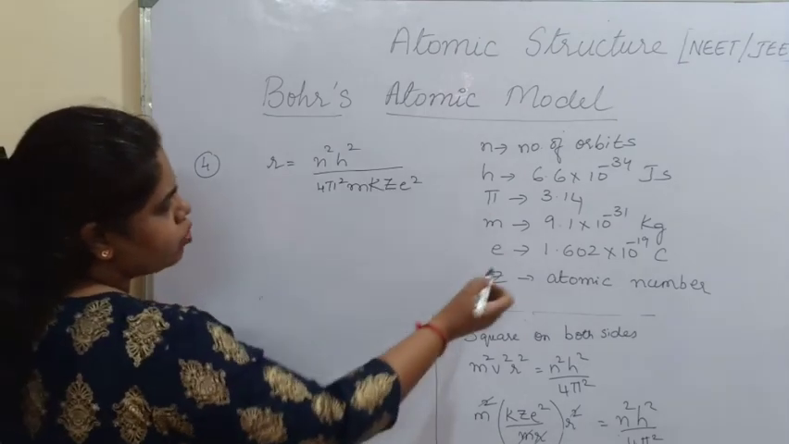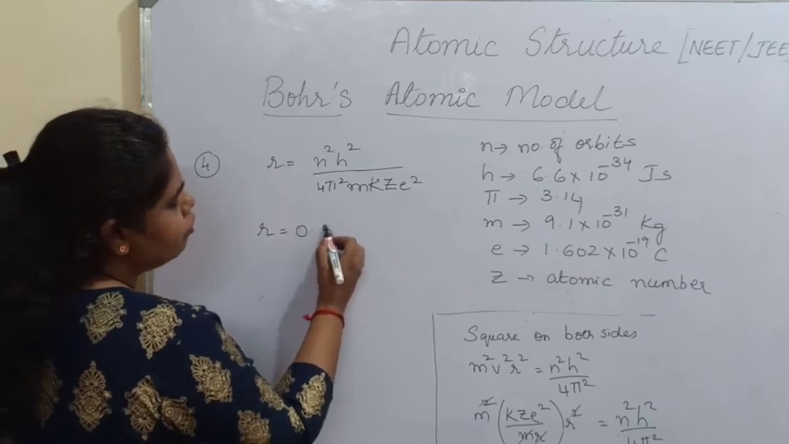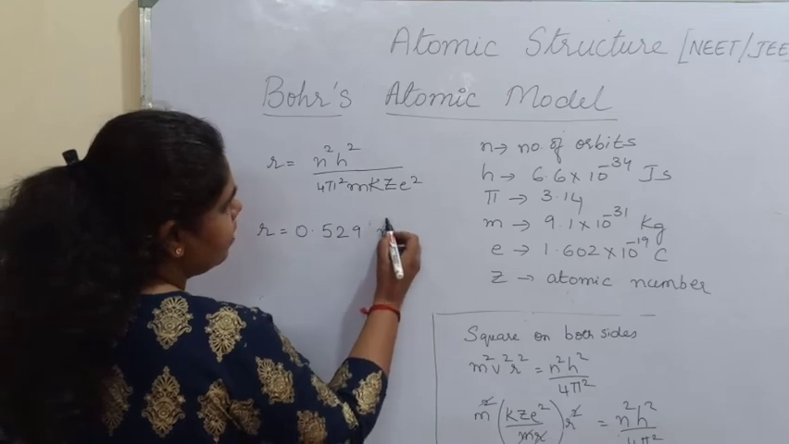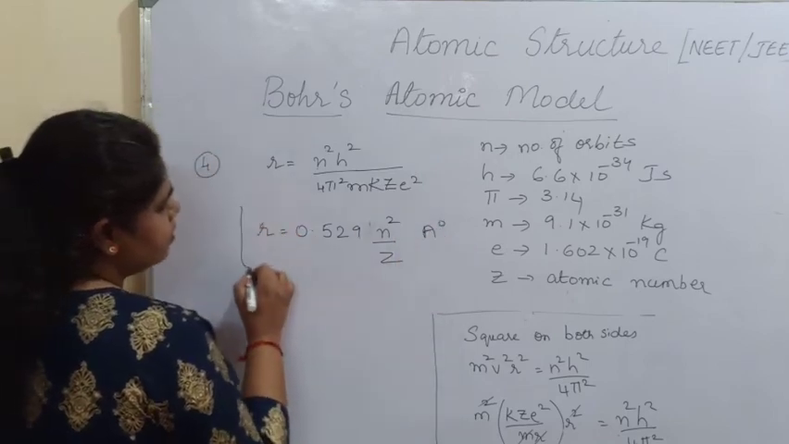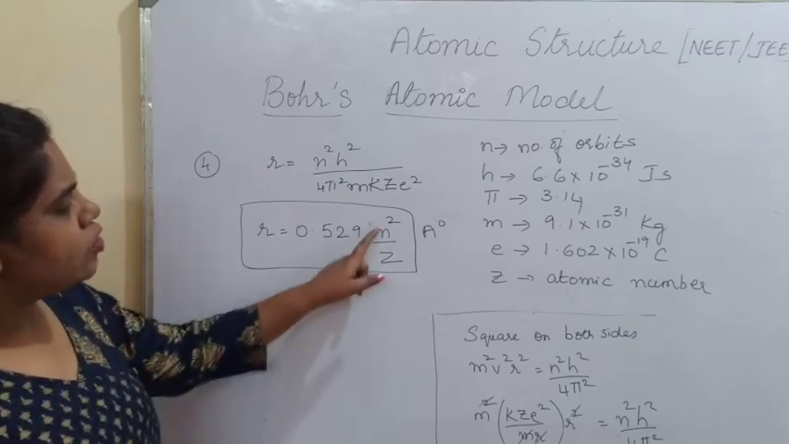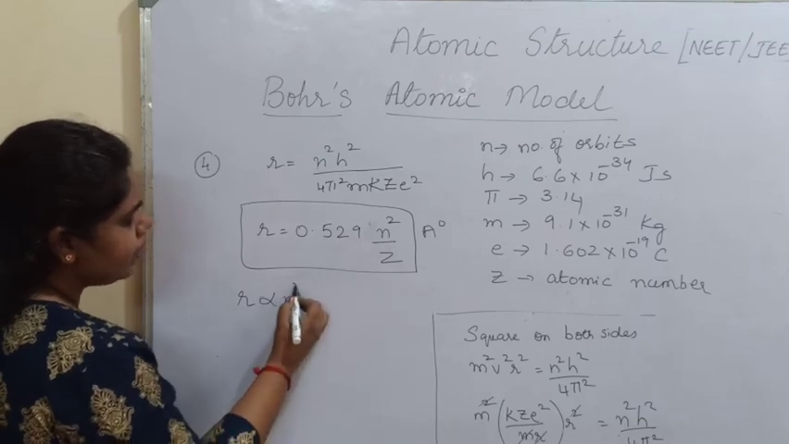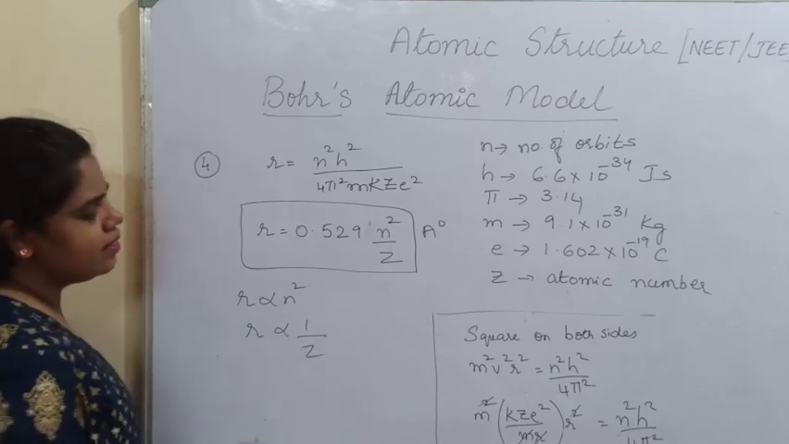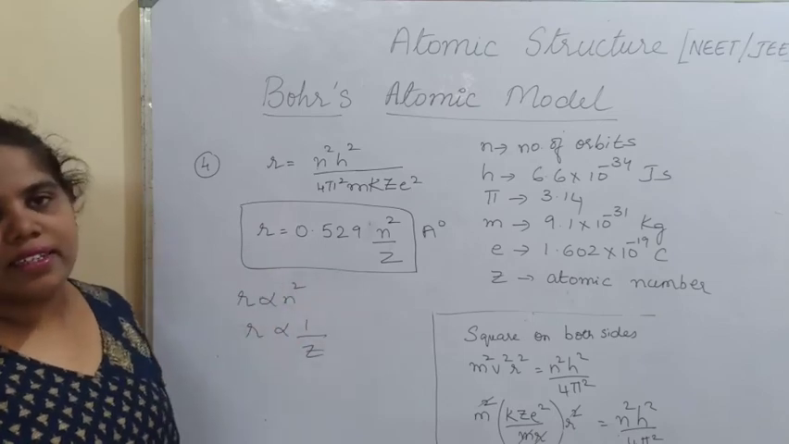Now if you substitute all these values, you will get r is equal to 0.529 n square divided by Z angstrom. Using this you can find out the radius, 0.529 n square divided by Z. So here r is directly proportional to n square, that is the number of orbits, and r is inversely proportional to the atomic number of the atom. Using this relation we can calculate the radius.